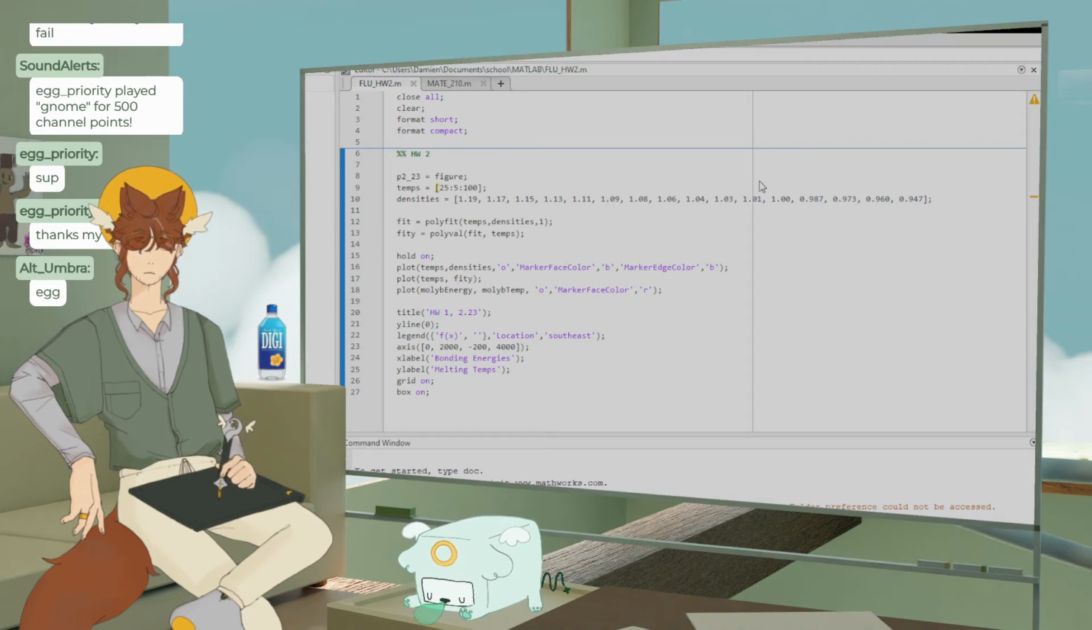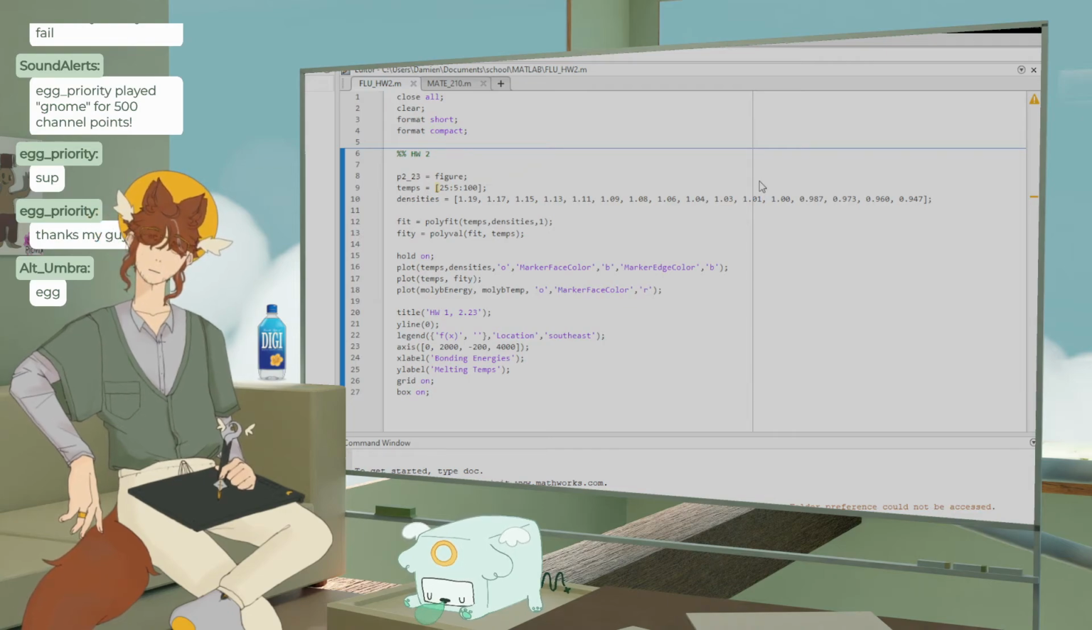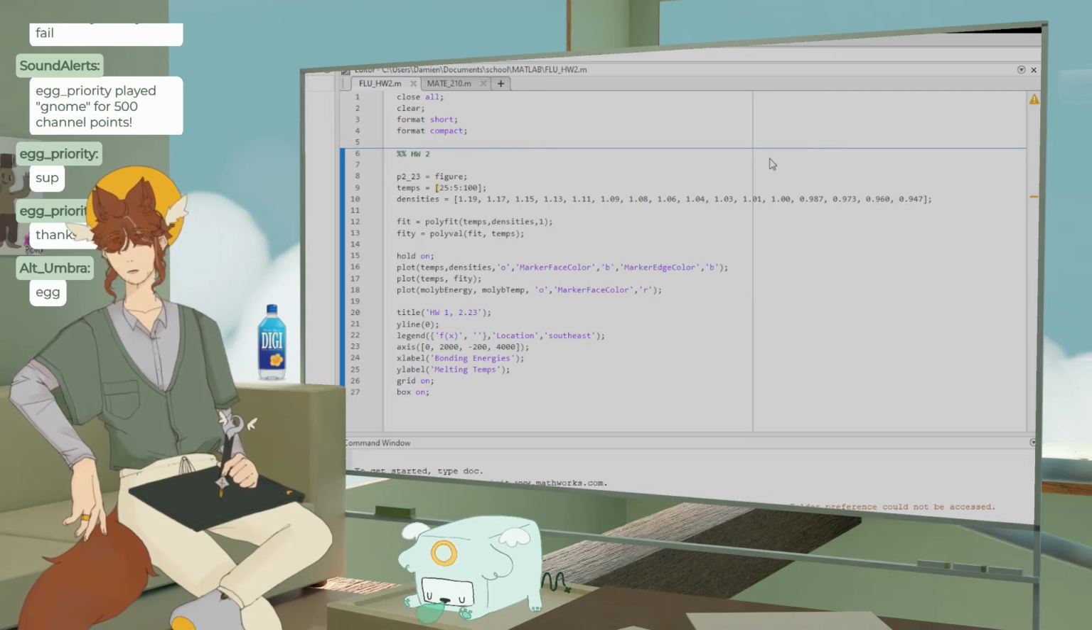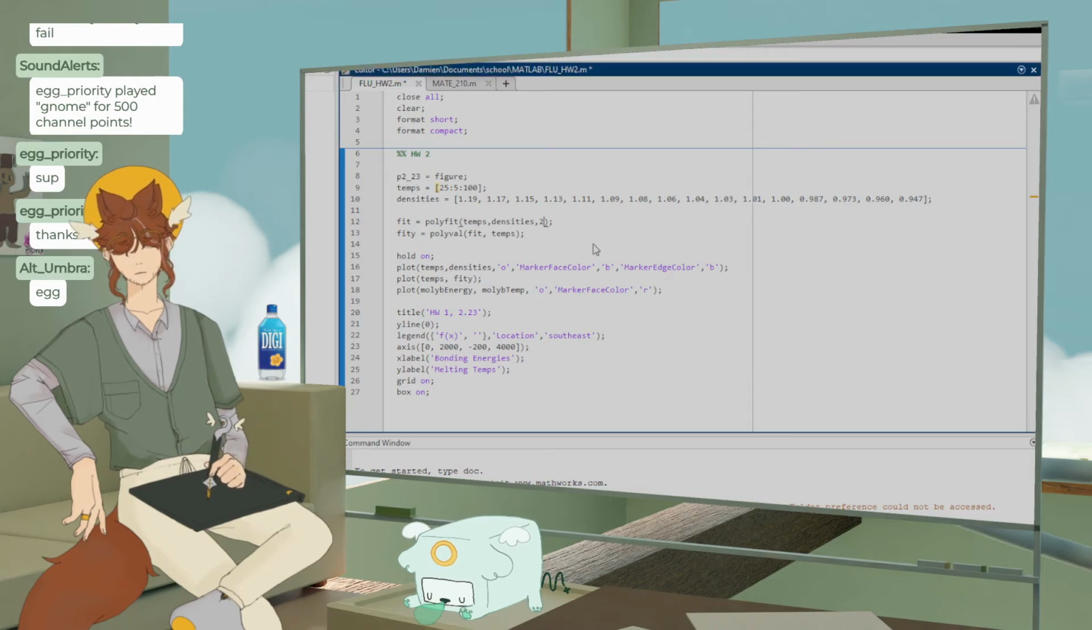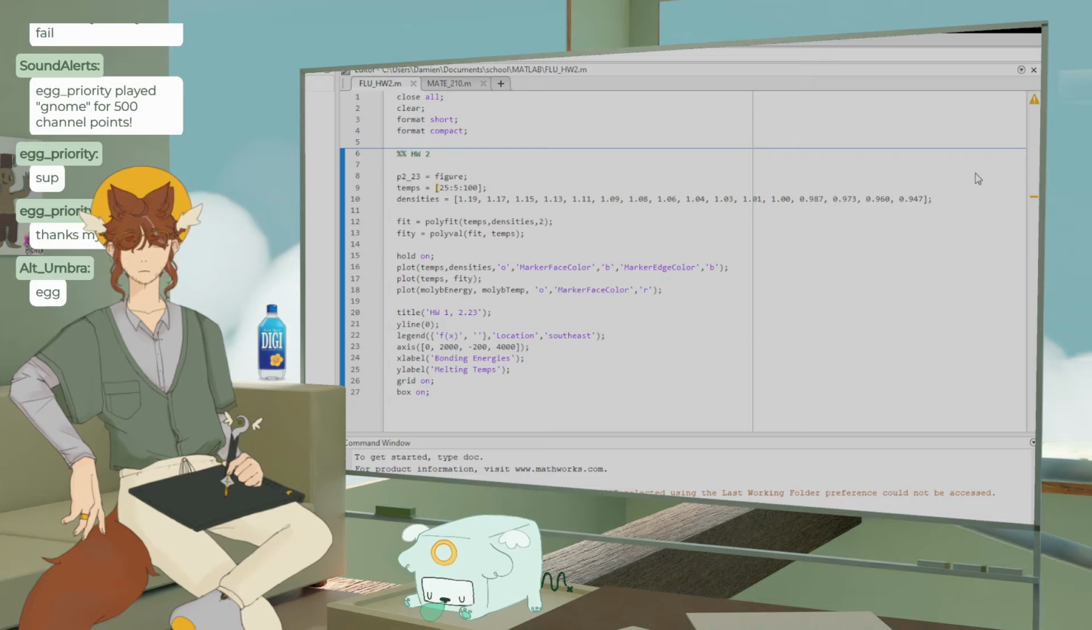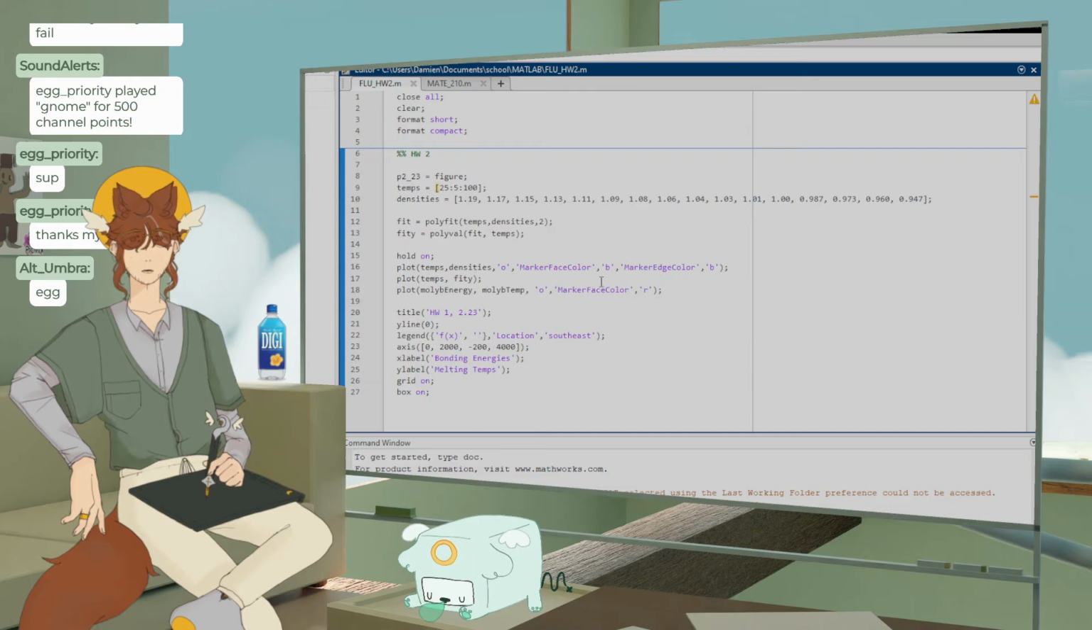Oops. Okay, is that... It's kind of linear. It's not really super linear. It's kind of hard to tell if this would be linear or not. It looks pretty linear. But it could be... What if I tried second order? Oh, second order looks a lot better. We're going to say it's second order.